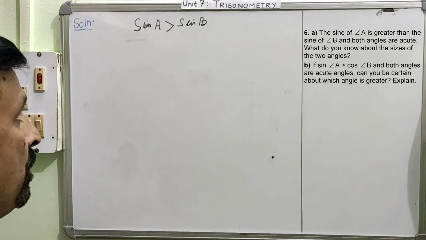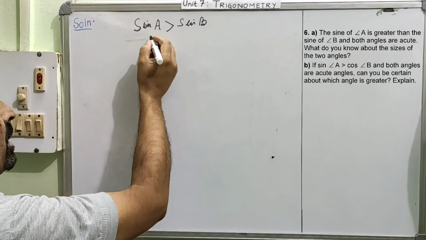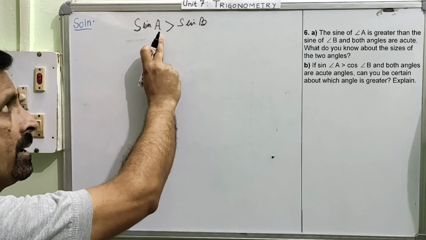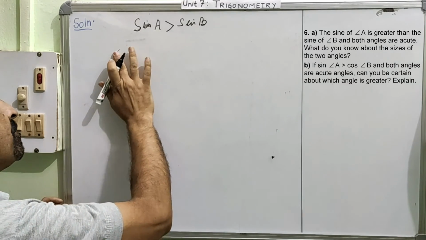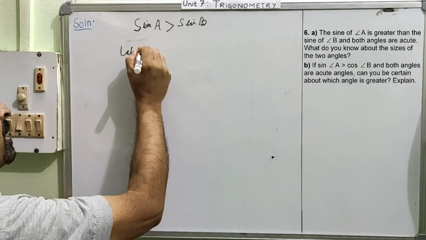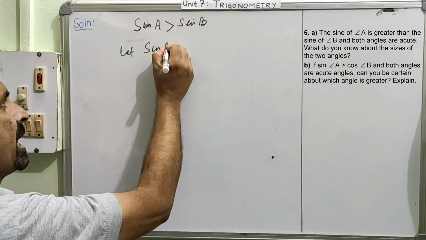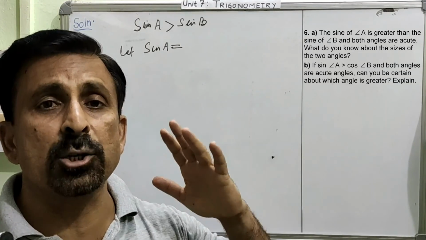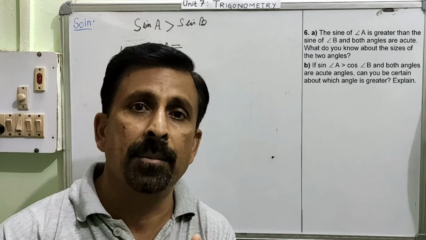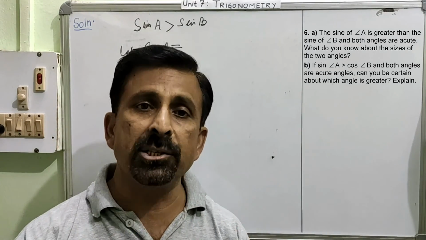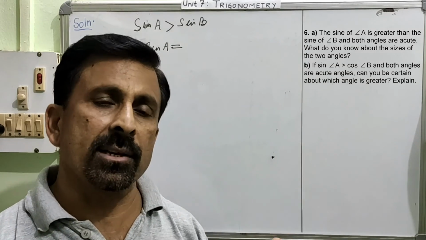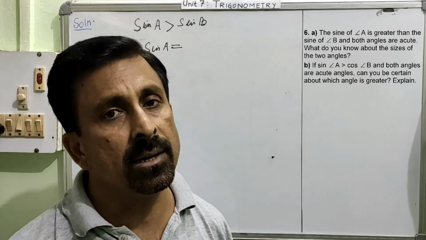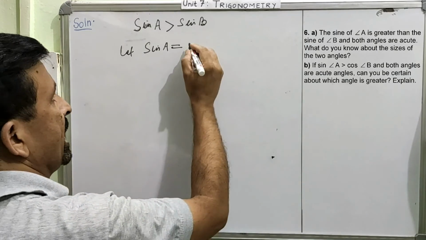Am I very clear? So now to do this question, because it is said that the value of sine A is greater than the value of sine B, we will assume a value of sine A. Any value of sine A you can take, but please remember that the value of the trigonometrical ratio of sine is always between 0 to 1 only. You cannot take any value. You have to know the range. The range for sine and cos for any angle cannot be less than 0 or more than 1.